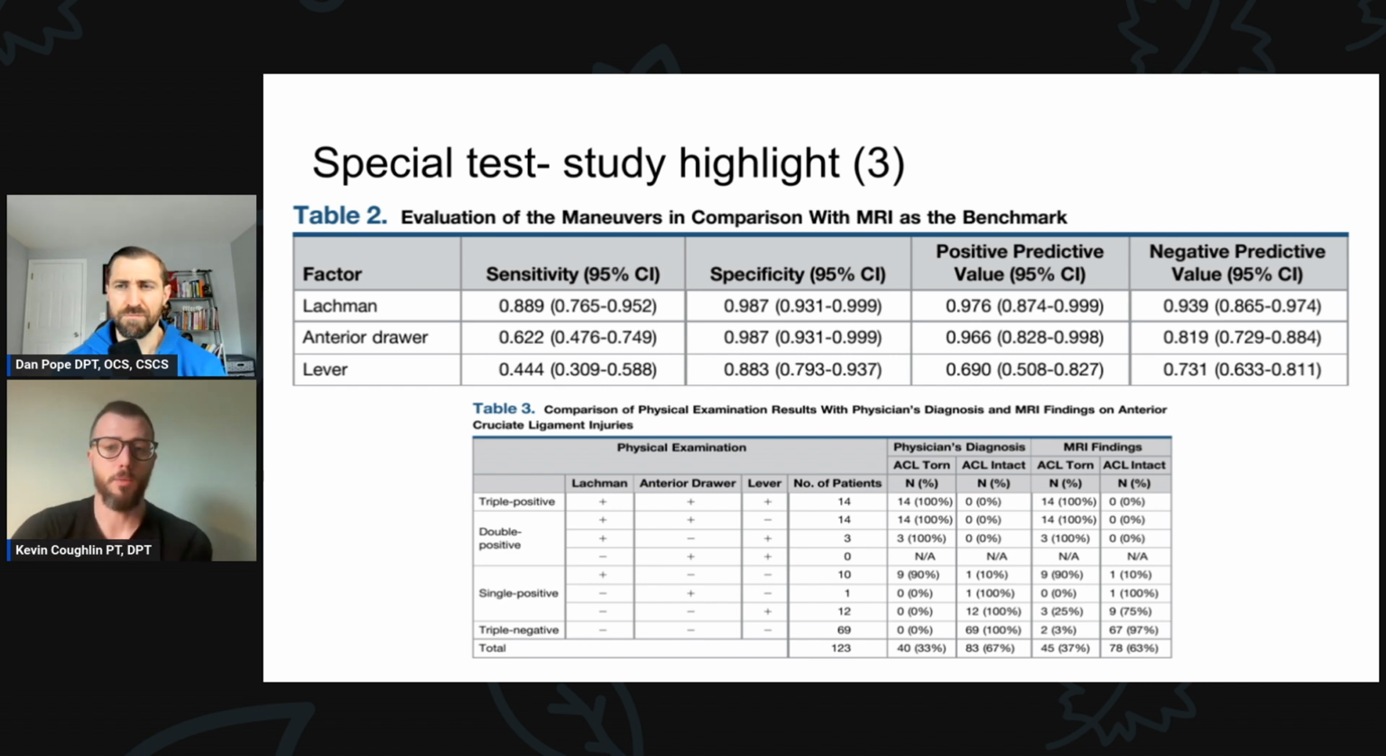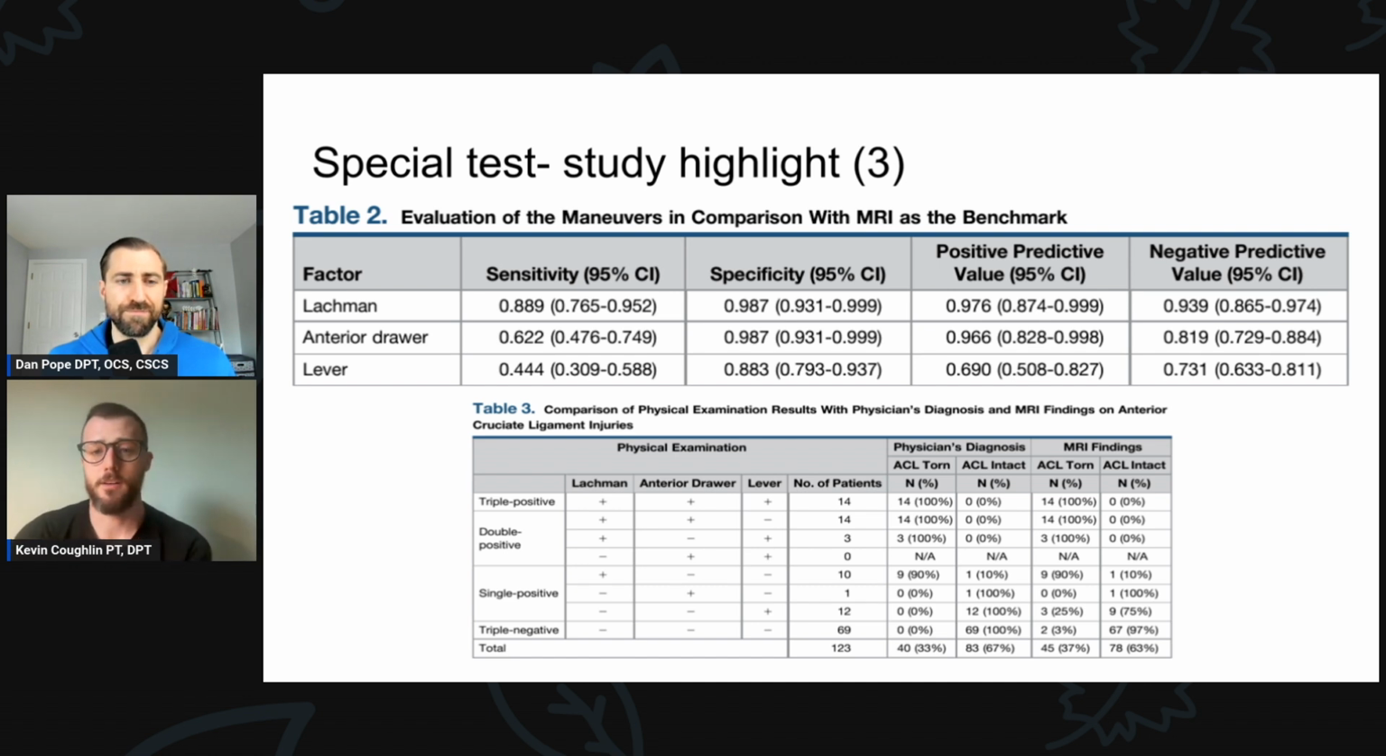So what we saw is the probably best test here overall is the Lachman. The Lachman had a fairly good sensitivity at about 89% and a specificity of about 98 to 99%. So if you get a positive test with the Lachman, it's really good at ruling in, high specificity and pretty good sensitivity. A negative test, we're sitting at almost 90%. So the positive predictive value with that positive test is 97%. And the negative predictive value with that negative test is 94%. So pretty good test there, the Lachman.